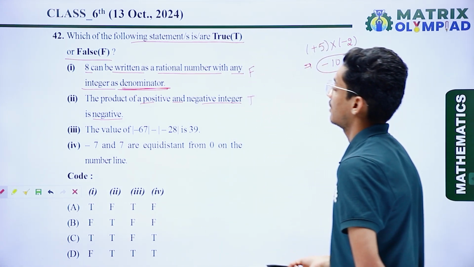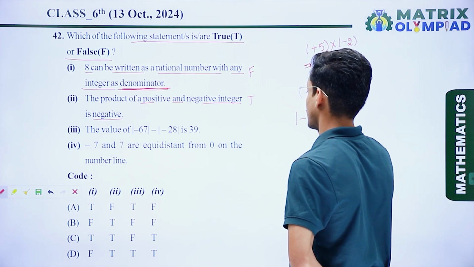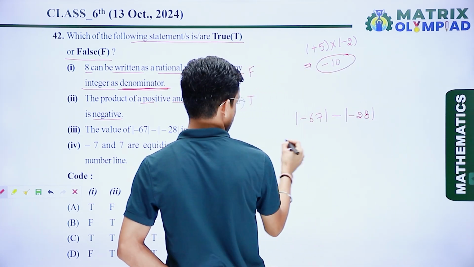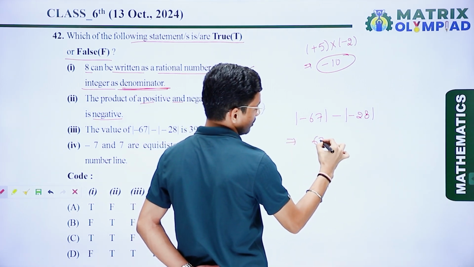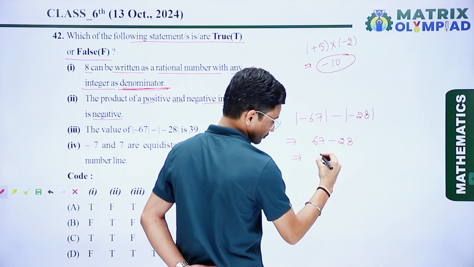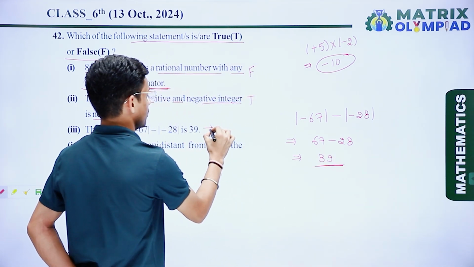Now if I talk about the third one, the value of mod of minus 67 minus mod of minus 28 is 39. If I solve this, I get 67 minus 28, so here I get 39. So I can say that this one is true.